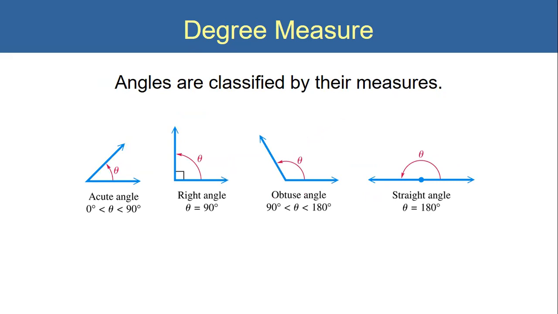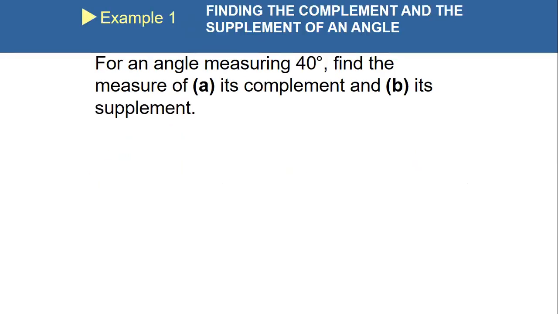All right, classifying angles. Do you remember these guys? If I'm between 0 degrees and smaller than 90 degrees, I'm an acute angle. If I am equal to 90 degrees, I am a right angle. If I am greater than 90 degrees but less than 180 degrees, I am an obtuse angle. And if I am equal to 180 degrees, I am a straight angle. Okay, acute, right, obtuse, and straight. Still with me?